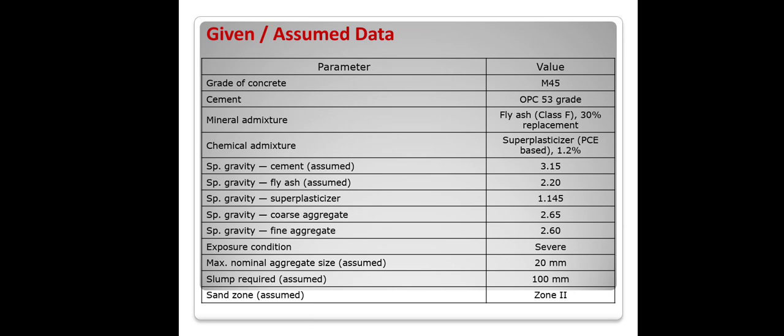For our given data, we are using OPC 53 grade cement with fly ash class F, replacing 30% of the cementitious material, and a PCE based superplasticizer at 1.2%. Specific gravities are 3.15 for cement, 2.20 for fly ash, 1.145 for the superplasticizer, 2.65 for coarse aggregate, and 2.60 for fine aggregate. We are designing for severe exposure with 20 mm maximum aggregate size, a required slump of 100 mm and zone 2 sand.